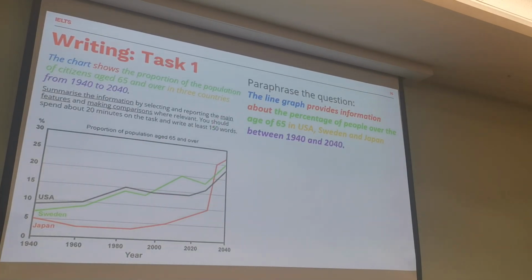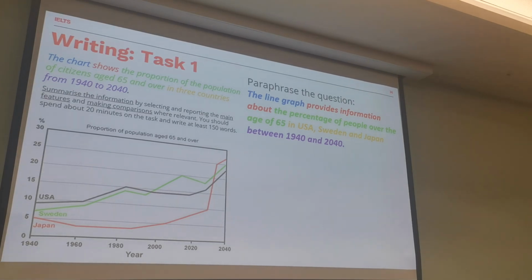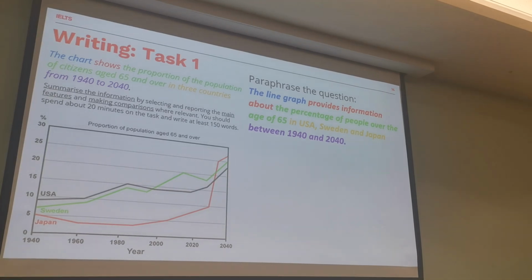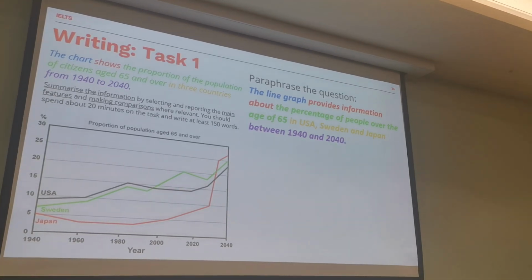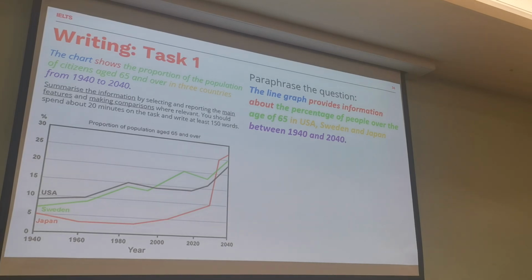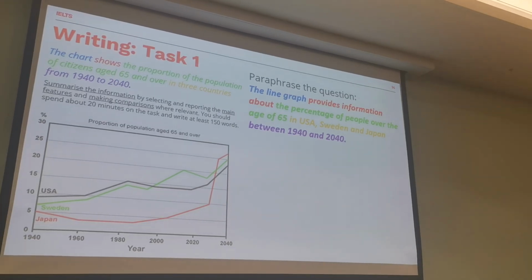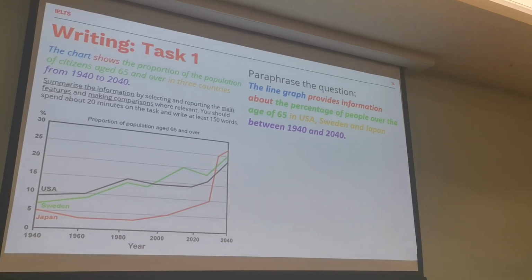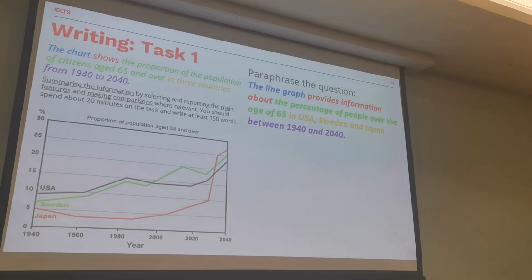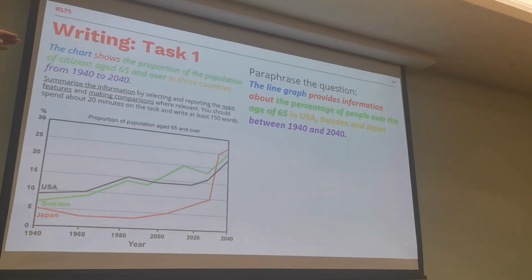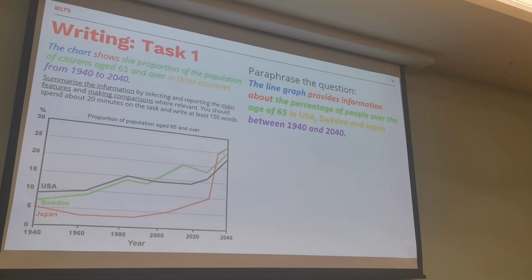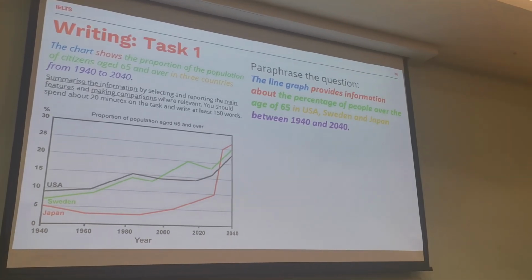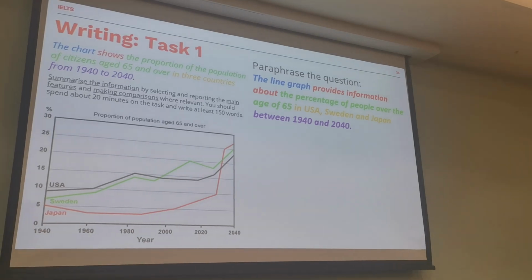So here, the chart, we can say the line graph. Chart, graph. If the question says graph, we say chart. Yeah, job done. Shows, we can say provides information about. If it says provides information about, we say shows. Just switch between them. The percentage of people, the proportion of people in 3 countries, in the US, Sweden, and Japan, from, to, between, and. So it's saying exactly the same thing, we're just putting it in our own words to introduce the topic, so the reader knows what you're going to describe.